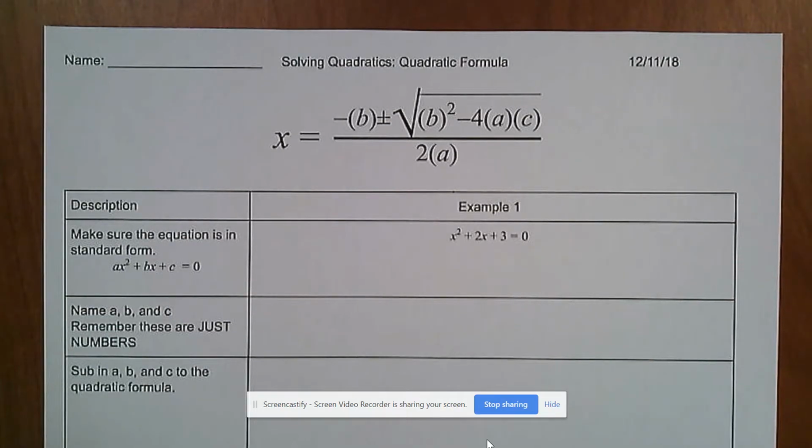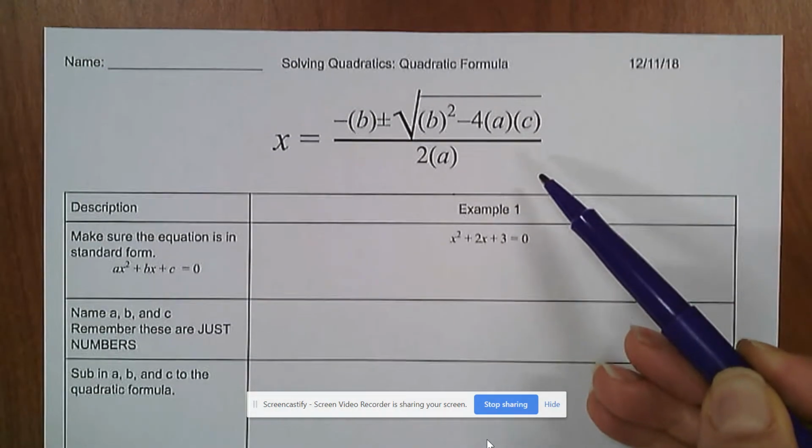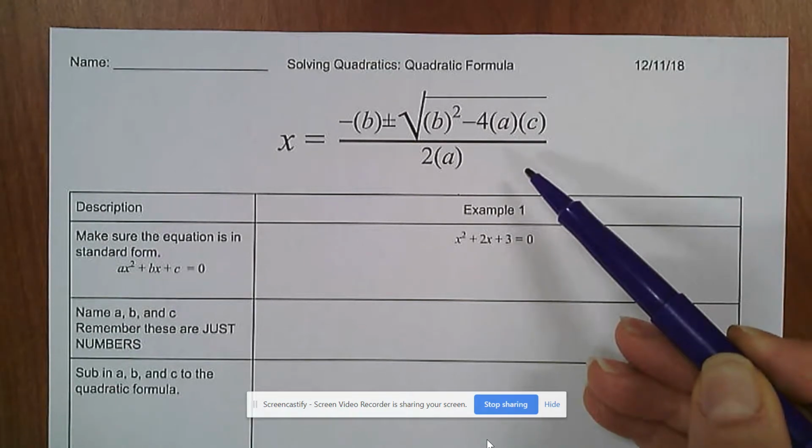This video is going to show you how to solve quadratic functions algebraically using the quadratic formula. This is the quadratic formula. I will never ask you to memorize it. What I want you to know is how to use it.